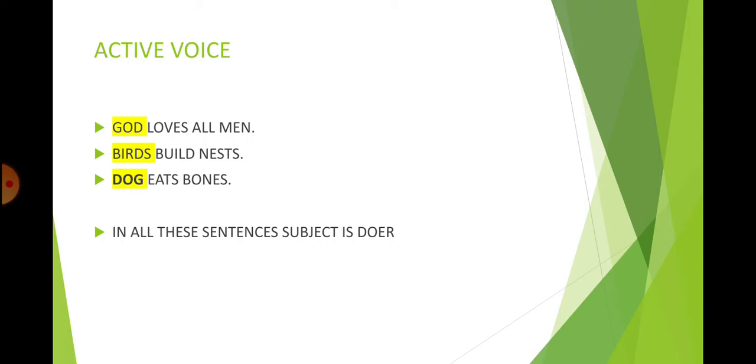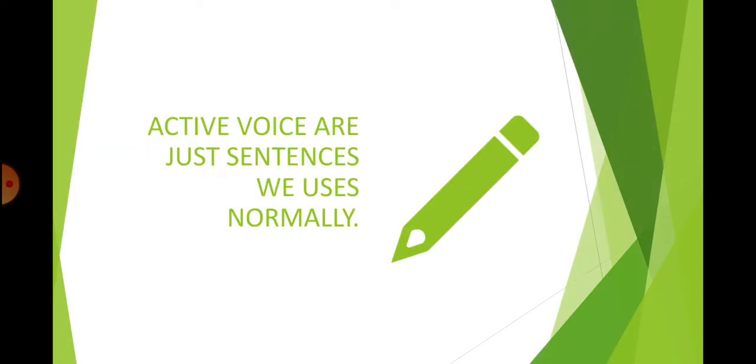Birds build nests. Dog eats bones. So, in all these sentences, we have the highlighted words as doer. That means God, birds and dog are all doers who are performing the action. God loves all men means that God is the subject, the doer of the action. Birds are building the nest, that means birds are the doer of the action. And dogs are eating the bones, so they are the doer of the action.